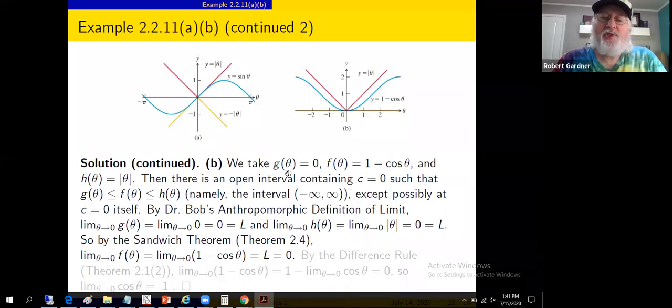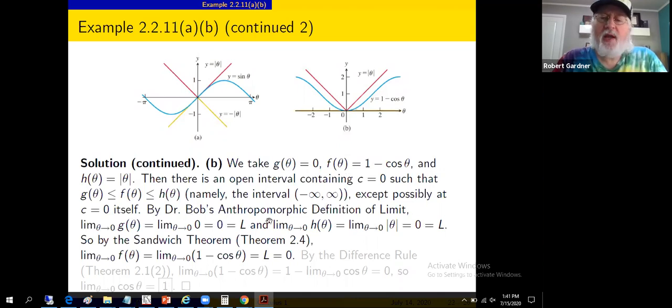For part B, take g of theta to be 0, so we'd have a horizontal line lying along the theta axis. F of theta is the blue function. H of theta is the absolute value function. This occurs everywhere, in particular on this interval, except possibly at 0. Yeah, it occurs at 0 as well, but nobody cares because it's a limit question.